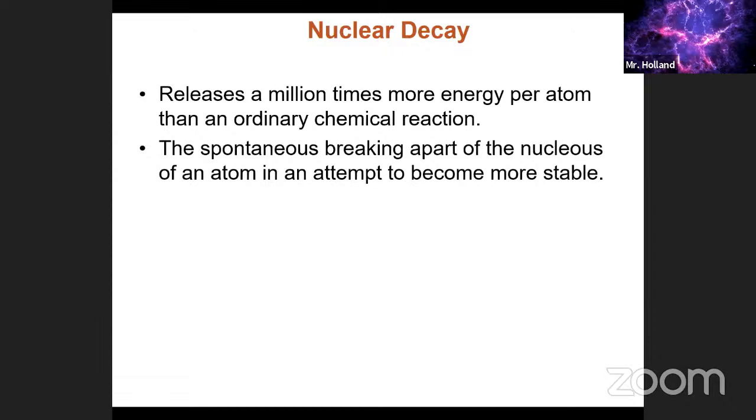Nuclear decay is the spontaneous breaking apart of the nucleons inside the nucleus. And it does this because the atom tries to become stable. When the nucleus is not stable, it starts kicking things out of the nucleus, protons and neutrons, until it becomes stable. That's the whole premise behind nuclear decay.